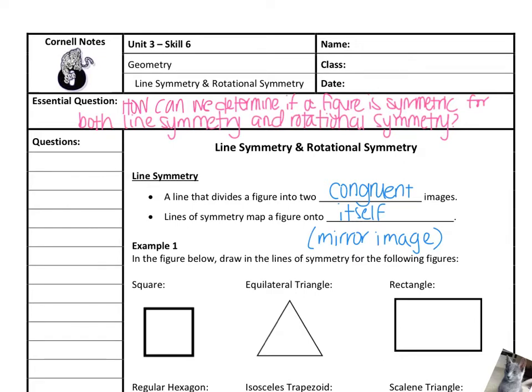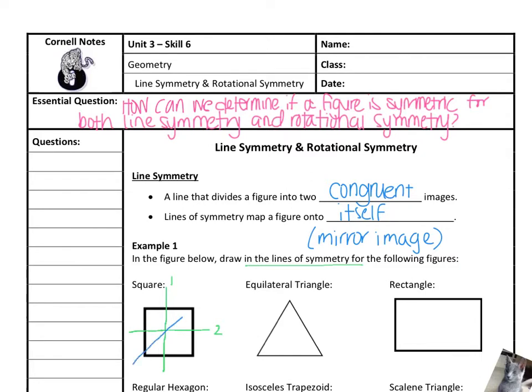So back to line symmetry. We are taking a look at these figures and drawing in lines of symmetry for the following figures and trying to figure out how many lines of symmetry each figure has. So if I think about wanting to make a square symmetric by cutting it, I'm going to cut it maybe down the middle vertically. So that's one line of symmetry. I could also cut it down the middle horizontally. That's a second line of symmetry, because the top part would map onto the bottom part if I were to fold it over that line.